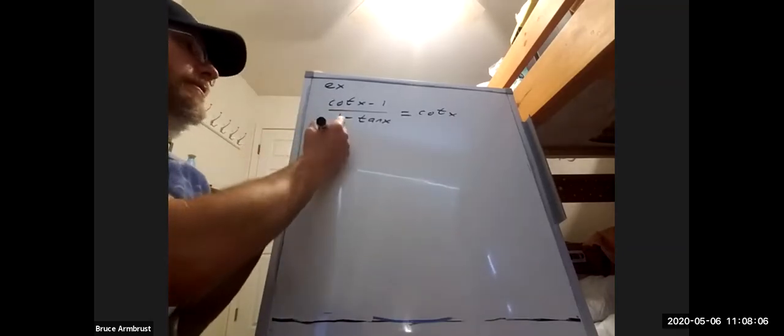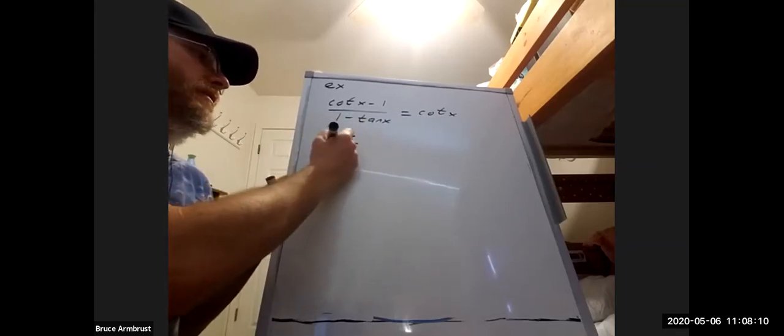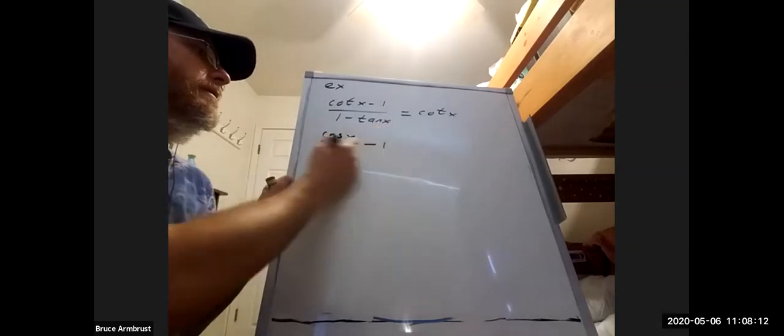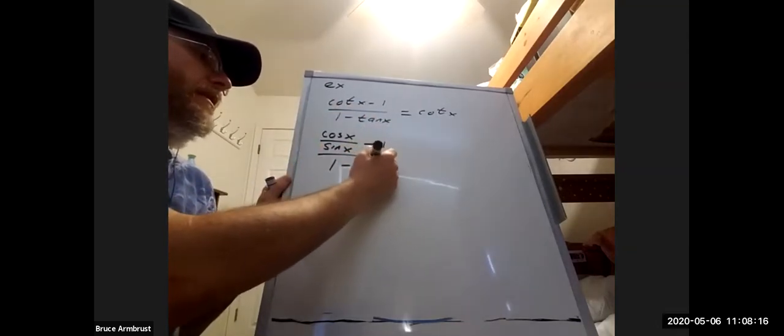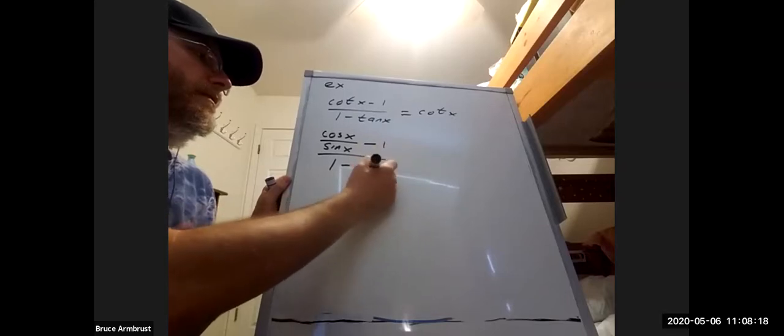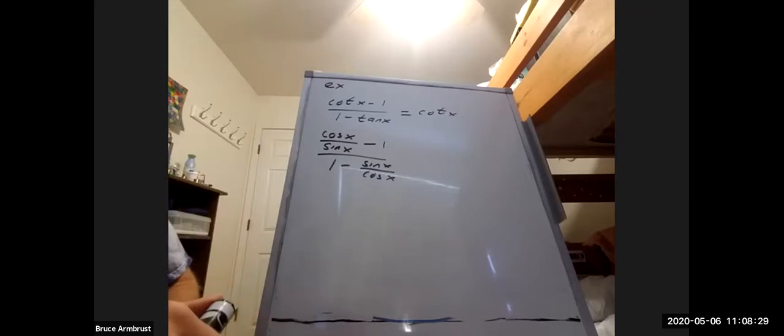So cotangent, if we use that quotient identity, is cosine over sine. And then tangent, of course, is sine over cosine. So here's where we get when we just turn those things into sine and cosine. Well, now comes the algebra.